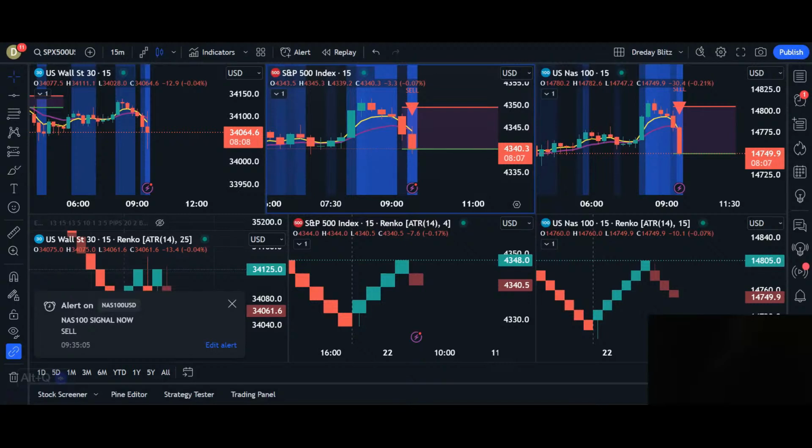So right now we have a sell that started at 9:30, 9:35 on US 30, S&P 500 and Nasdaq. So we may see a continuation to the downside for the rest of the day. It depends, but on Friday, personally, I would stop trading before 12 p.m., before noon.